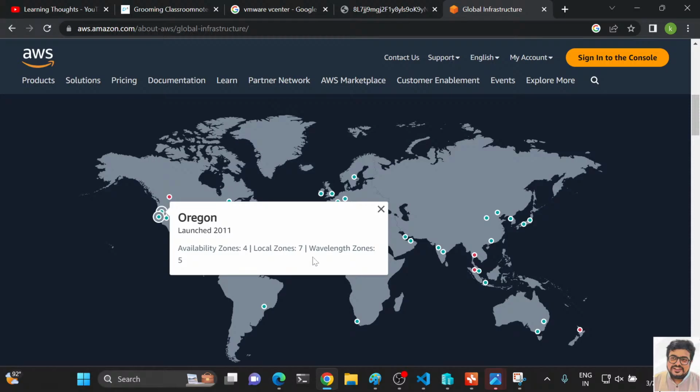Wavelength zones are about 5G networks. I am not speaking about that. Wavelength zones are all about how you can use the carrier networks, telephone communication and all that stuff. Let us stick to regions and local zones.